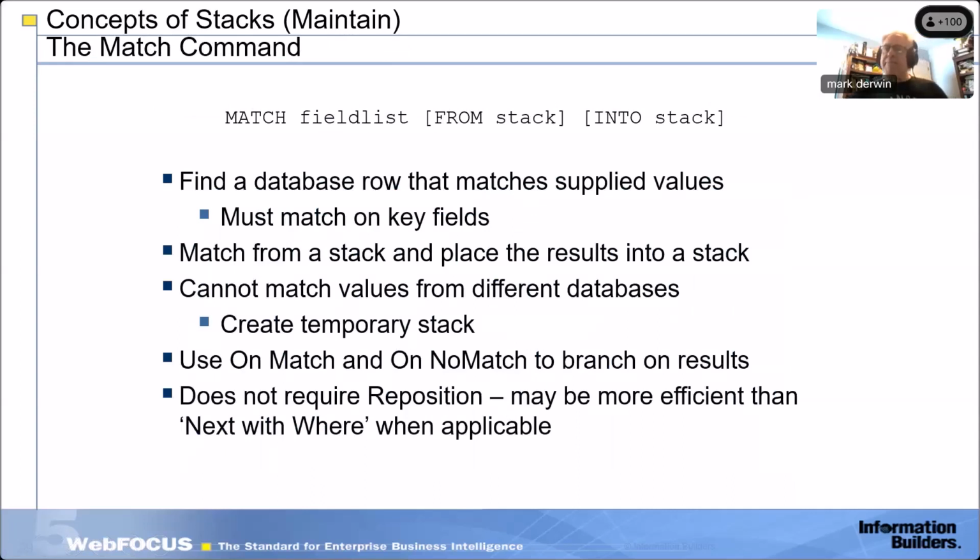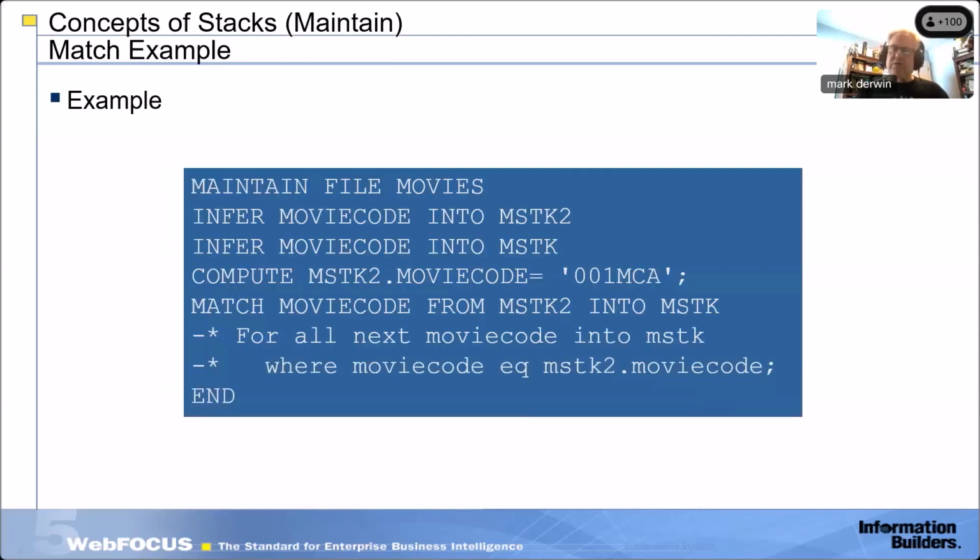Touch on match real quick. Match allows you to grab a value from the database that doesn't rely on having to start at the top, match field list from stack into another stack. Let's just show the example. I can compute move stack 2 to MC001 MCA, which is of course JAWS, and I can match movie code from MS stack 2 into MStack. And what this will do is it'll go through my database, locate this value, and load the entire segment into MStack. So again, match works the same way as doing a next with the where. It's just a little cleaner if the field that you're matching on is indexed.